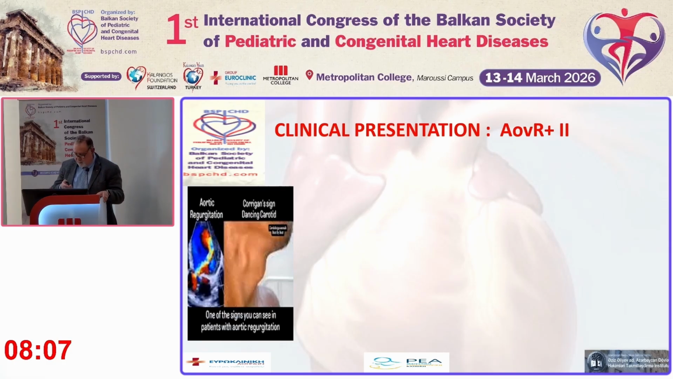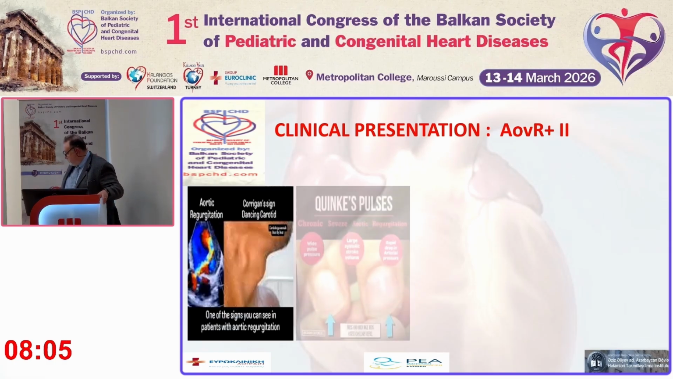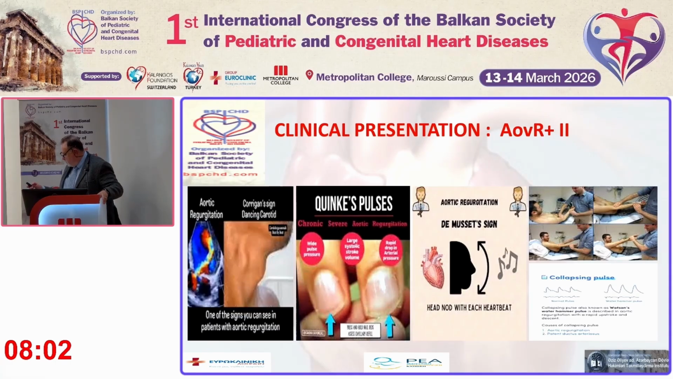Corrigan sign, as you can see over here. The Corrigan sign, as you can see, the pulsation of the carotid artery. You can see the pulsation on the tips of the nails. You can see the Musset sign, in which the patient with severe regurgitation moves and bumps his head every time you have a pulse. And you can see also the collapsing pulse condition. When you pick up the hand of the patient, the pulse diminishes.